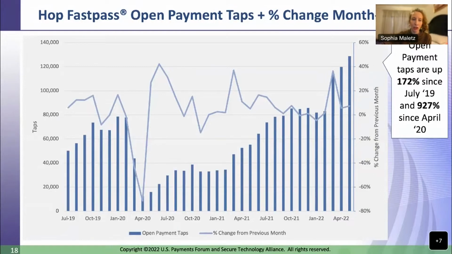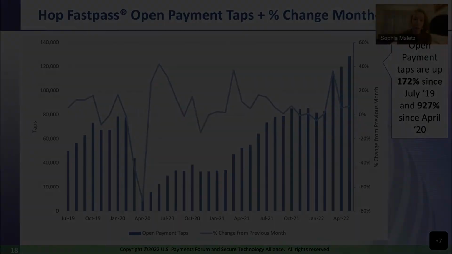So the progression of adoption pre-pandemic was very steady, but very, very slow. Pre-pandemic, we were processing about 80,000 open payment transactions per month, and that represented a pretty small percentage of our overall number of transactions. We saw a huge plunge in 2020, like every transit agency did.